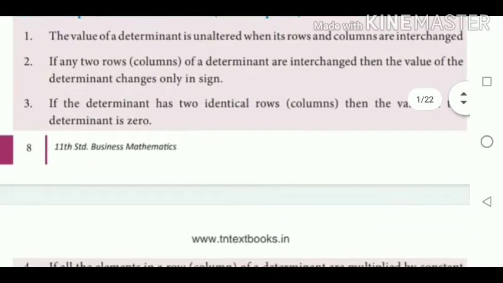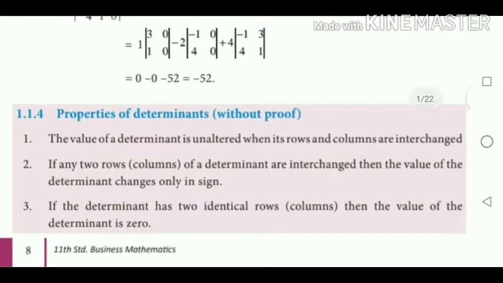The second one is that if any two rows or two columns of your determinant are interchanged, that is, if you interchange the first row and third row, so the first row goes to the third row and the third row goes to the first row, in such a case the value of the determinant changes only in sign. That is, if you were getting minus 52, and you change two rows or two columns, only your sign changes. Instead of minus 52 we are getting plus 52. That is the meaning of this property.